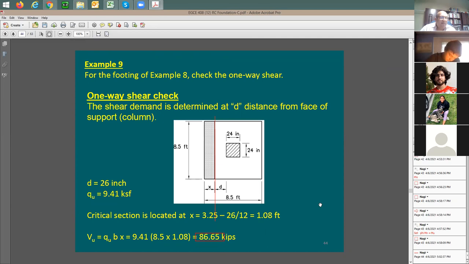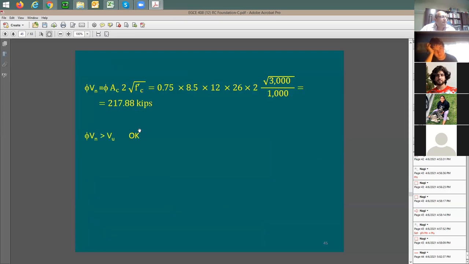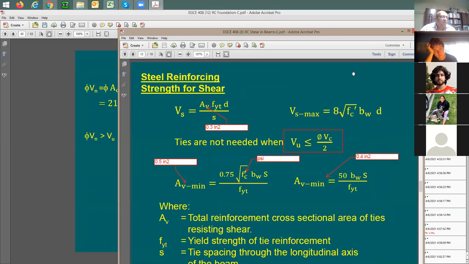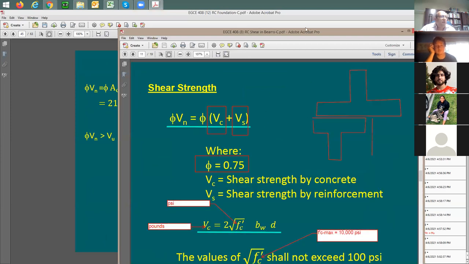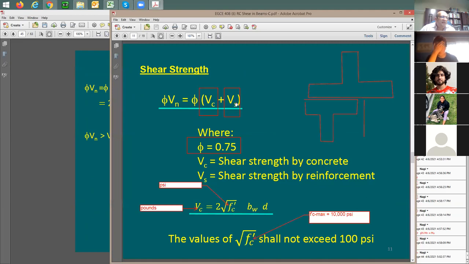Now, in this case, I don't have any reinforcing for the shear because we don't put reinforcing ties in the footing. So I'm just going to use the concrete strength to resist the shear. We call this one-way shear. Here's the strength of the concrete. It's very similar to concrete beams. If you recall, in concrete beams we have two components, the concrete and the steel. In our case, steel is not doing anything because we don't have any ties in the foundation. So it's going to be just Vc.